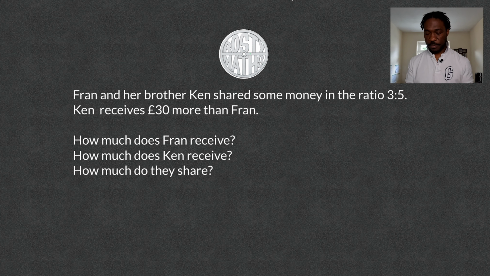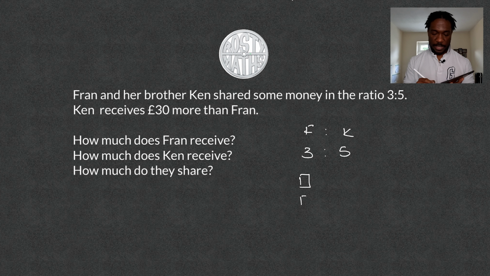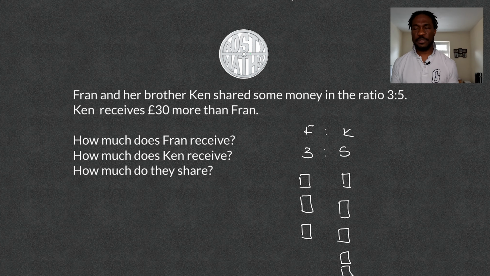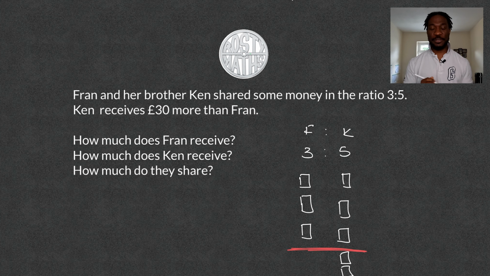So let's just line up a few bits and pieces here now. So we've got Fran and we've got Ken. They have a ratio of 3:5 that they're sharing together. And I want to draw some boxes to show you something really cool here. So Fran receives 3 parts of the ratio, whereas Ken receives 5 parts of the ratio. So I'm going to draw the extra 2 down there. So he receives 5 parts of the ratio. So up until this point they had the same amount of money, and then after that Ken got more money.